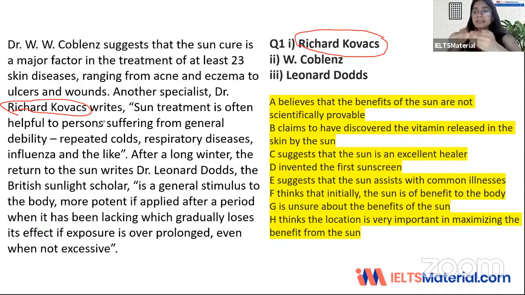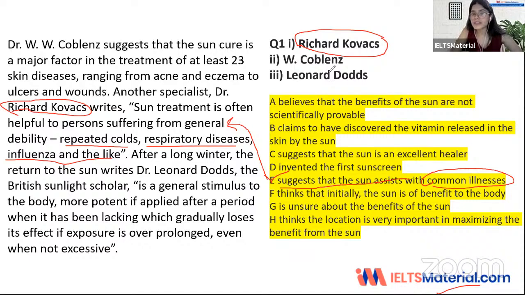So what can you associate this with? If we look at these things, repeated colds, respiratory diseases, influenza, can you associate this with any of the synonyms from the statements? If I look at that, we get this E part, that is common illness. All of these are basically common illnesses. So if we read, suggests that sun assists with common illness, which is very similar to what is already written here: sun treatment is often helpful to persons suffering from general debility, repeated colds, respiratory diseases, influenza, and the like. So the E part and this statement are one and the same thing. So this E part is your correct answer.